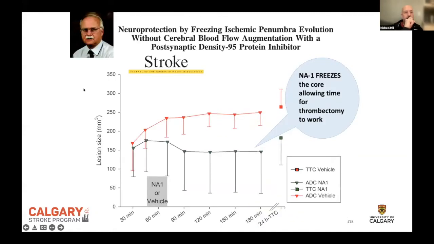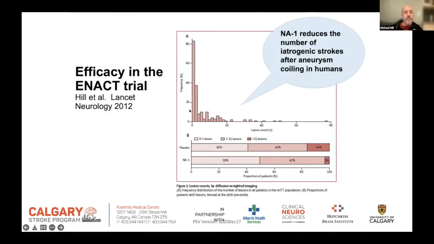So Mark Fisher independently showed this really interesting data that if you take that rat model of stroke, an ischemia reperfusion model, and you do serial MR on the rat, and you give NA1 or control, what you can show is you get a freezing of the penumbra defined by diffusion weighted or ADC decline in the rat brain. So the idea is that this molecule stops the progression of ischemia. And of course, that's the ideal circumstance until the time that you can get reperfusion.